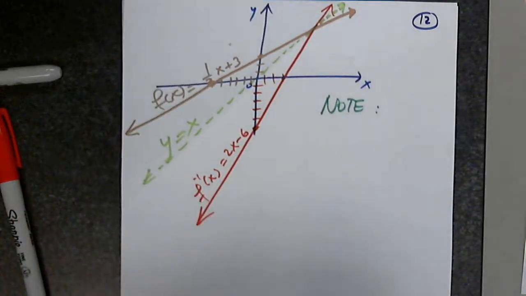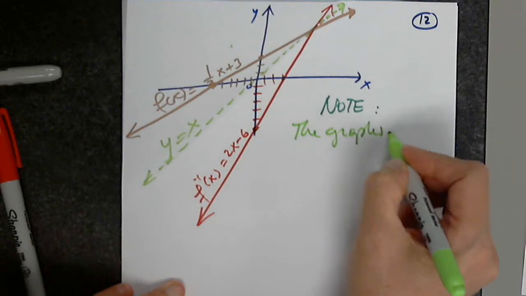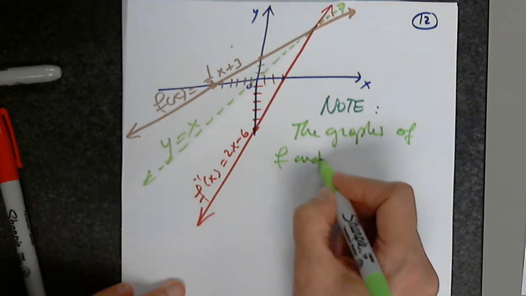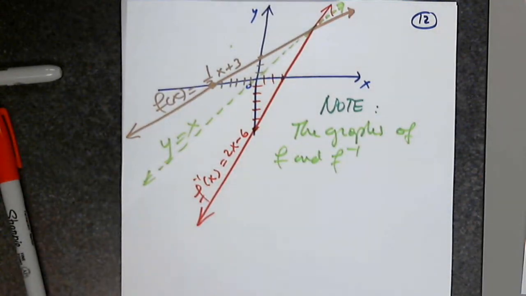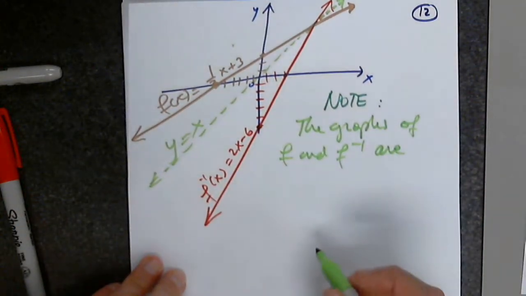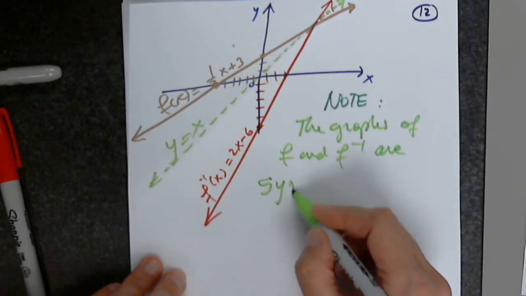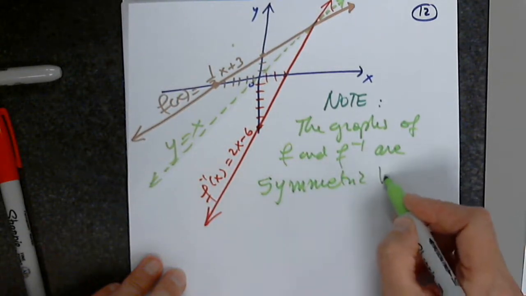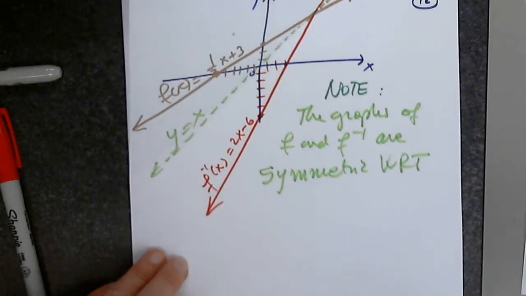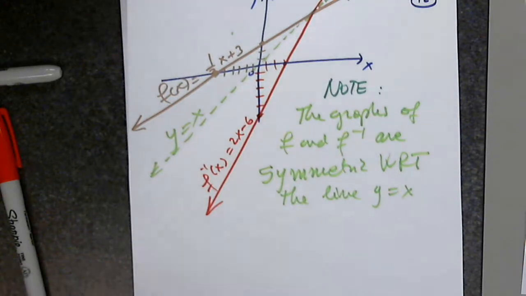You to help me write the note. What would you say? The graphs of f and f inverse for any function, not just for the one we graphed, are what? Exactly. Yes, perfect. Or symmetric with respect to the line y equals x. All of them. All.